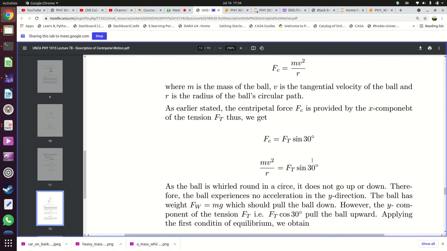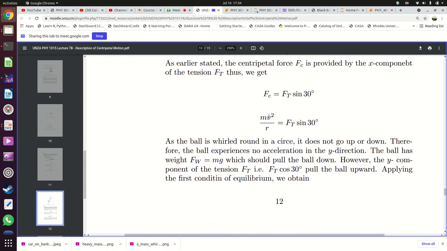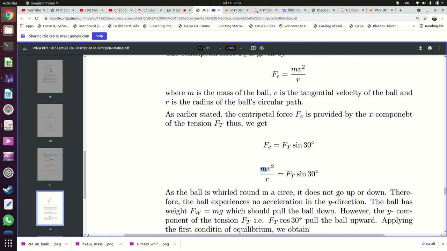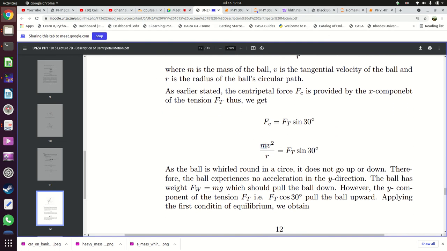So in that case, you end up with mv squared over r equals FT sine theta. This is what you have. Now, the mass of the bob, are we given the mass? No, we are not given the mass. So there's a bunch of stuff we don't know. We do not know what the mass is. We don't know what the velocity is. We know the radius. We do not know what the tension is, and of course, we know the angle, which is 30 degrees.